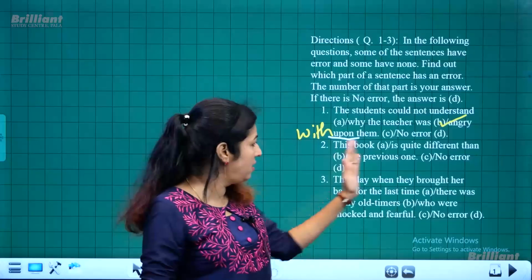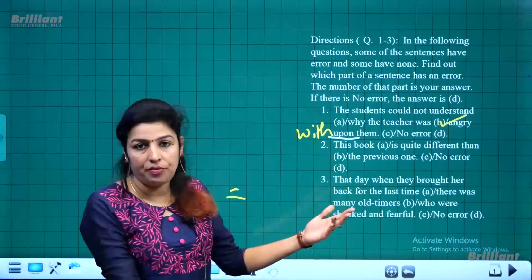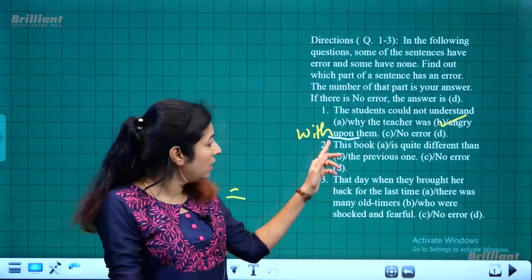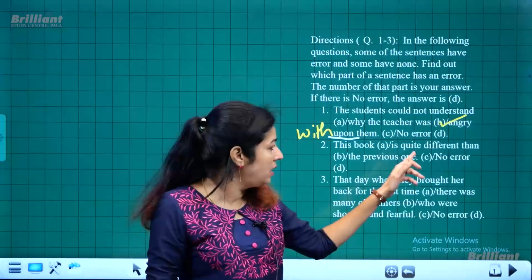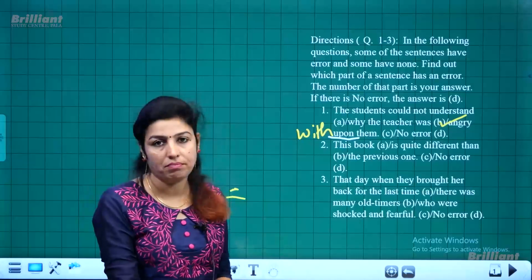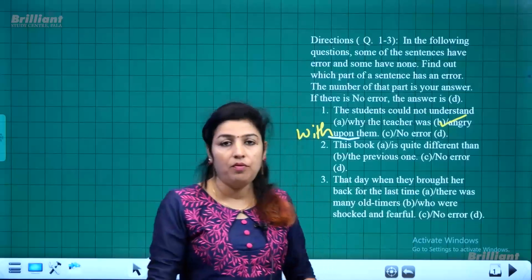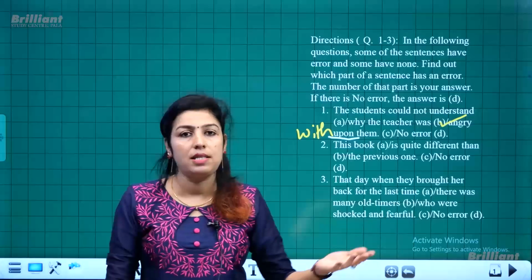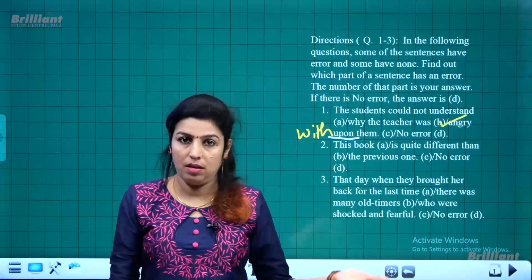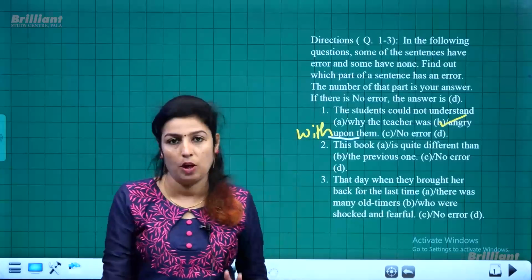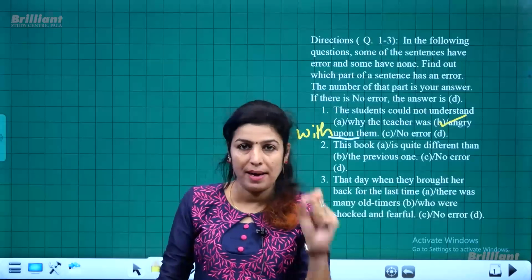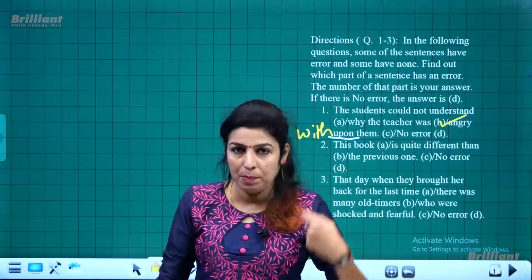Now the second statement, let us see if it is right or wrong. This book is quite different than the previous one. If I say this book is better than, it would have been the correct option, right? With the word better, we can choose than as a preposition.